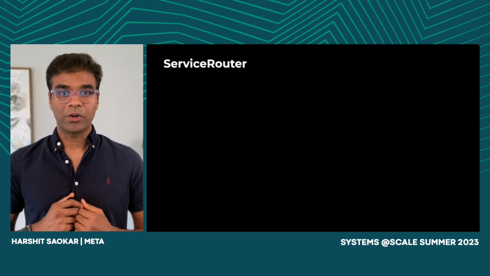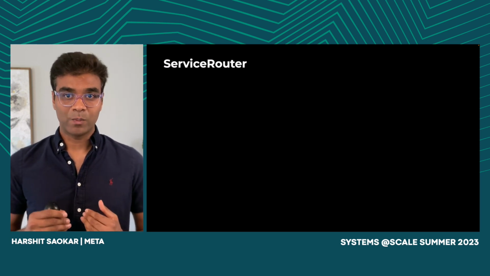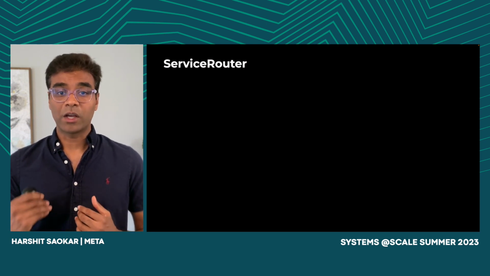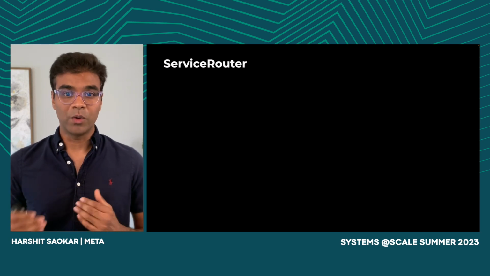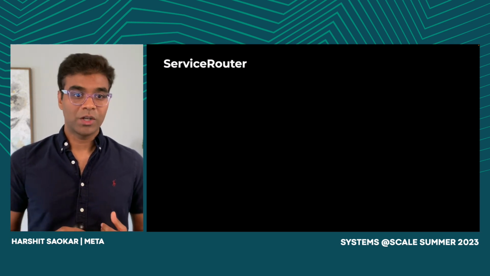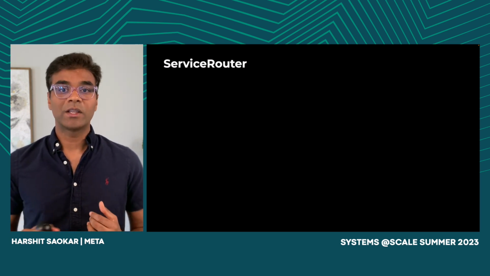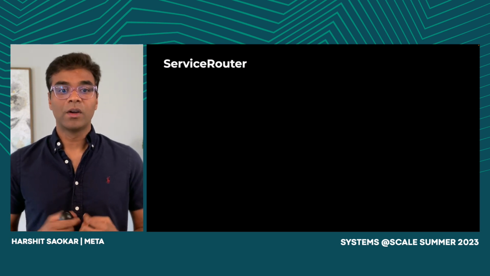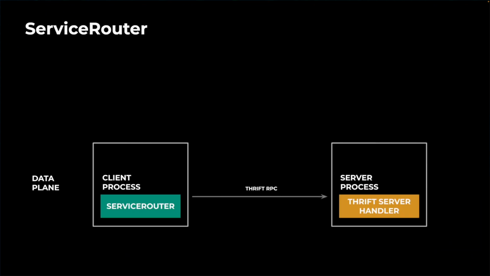So what is ServiceRouter? ServiceRouter is Meta's service mesh. ServiceRouter has been in production for 10 years. All of Meta's microservices use this service mesh for communication. We support a heterogeneous set of services such as microservices and services with streamed RPCs. ServiceRouter leverages the idea of control plane and data plane separation well. The data plane consists of the ServiceRouter library running in a client process.